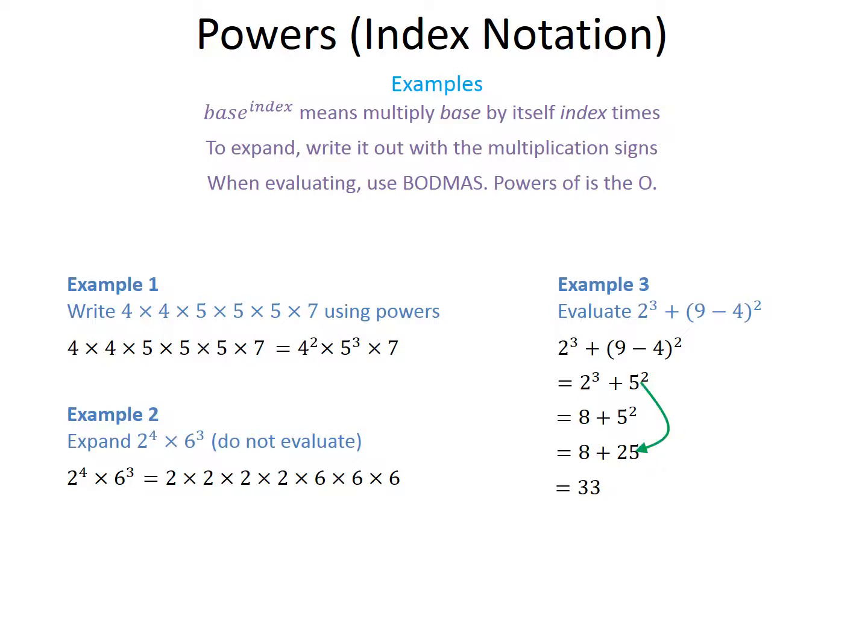Now, it is okay to go straight from this line to that one down there. In other words, it's okay to work out all the powers at once in one step. Just as long as you're only working out 2 to the power of 3 and 5 to the power of 2 at once, because you're doing the same thing really, aren't you? They're both the powers of step, so you can do them both at the same time. They don't affect each other.